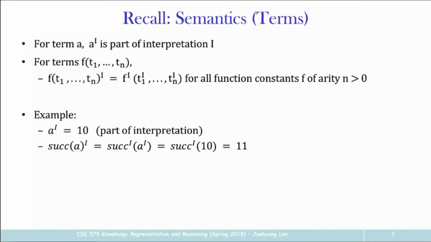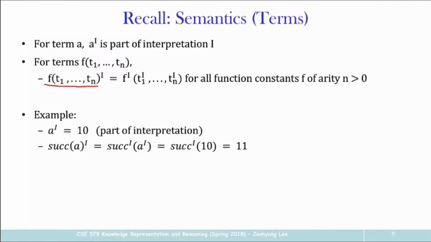Now, when you have some term a, where a is an object constant, then a superscript I is already given in the interpretation in the previous slide. But what about the function terms? In the previous slide we were given how to understand f superscript I. But in the formula you have f of t1 through tn, where t1 through tn are other terms. So how do you evaluate these complex terms in a recursive way?